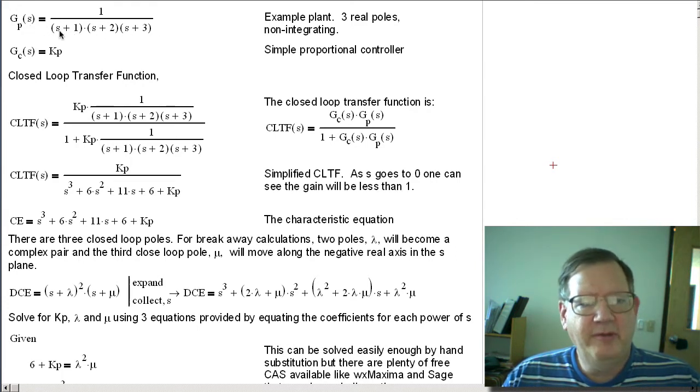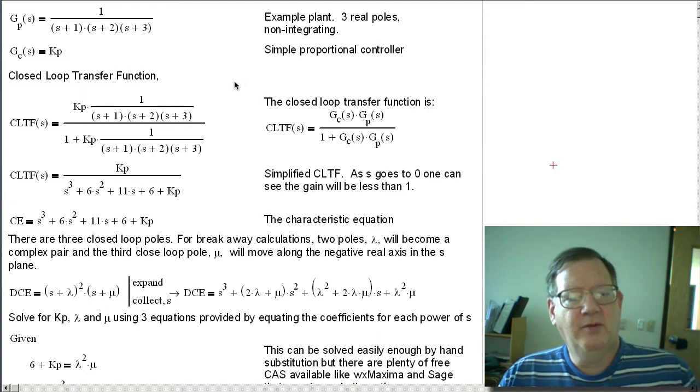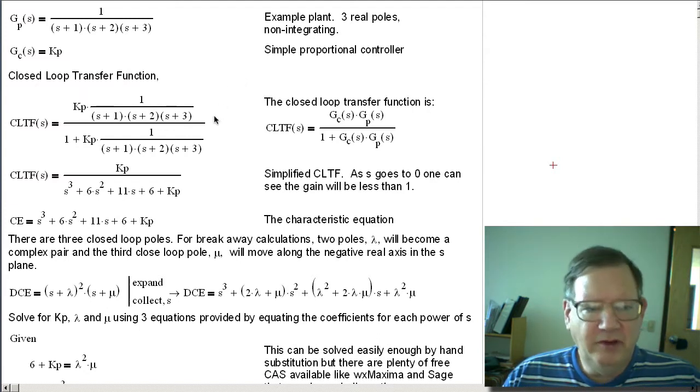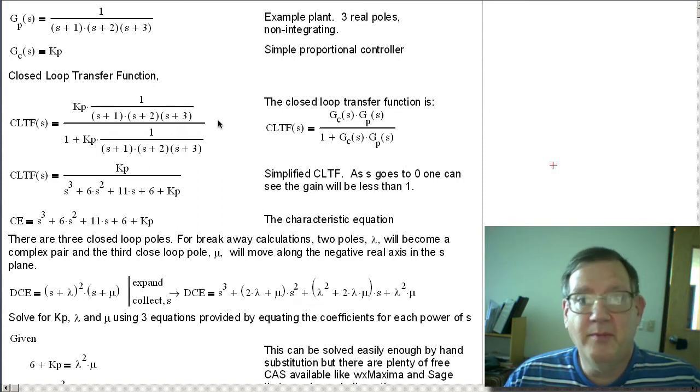The open loop system has 3 poles at -1, -2, and -3, and a simple gain, and I'm going to call it a proportional gain. In the other video they just called it a gain, and with that they wanted to find the breakaway point. So I'm going to calculate what the breakaway point is using symbolic methods, and the results are going to be much better, although they're going to be the same.